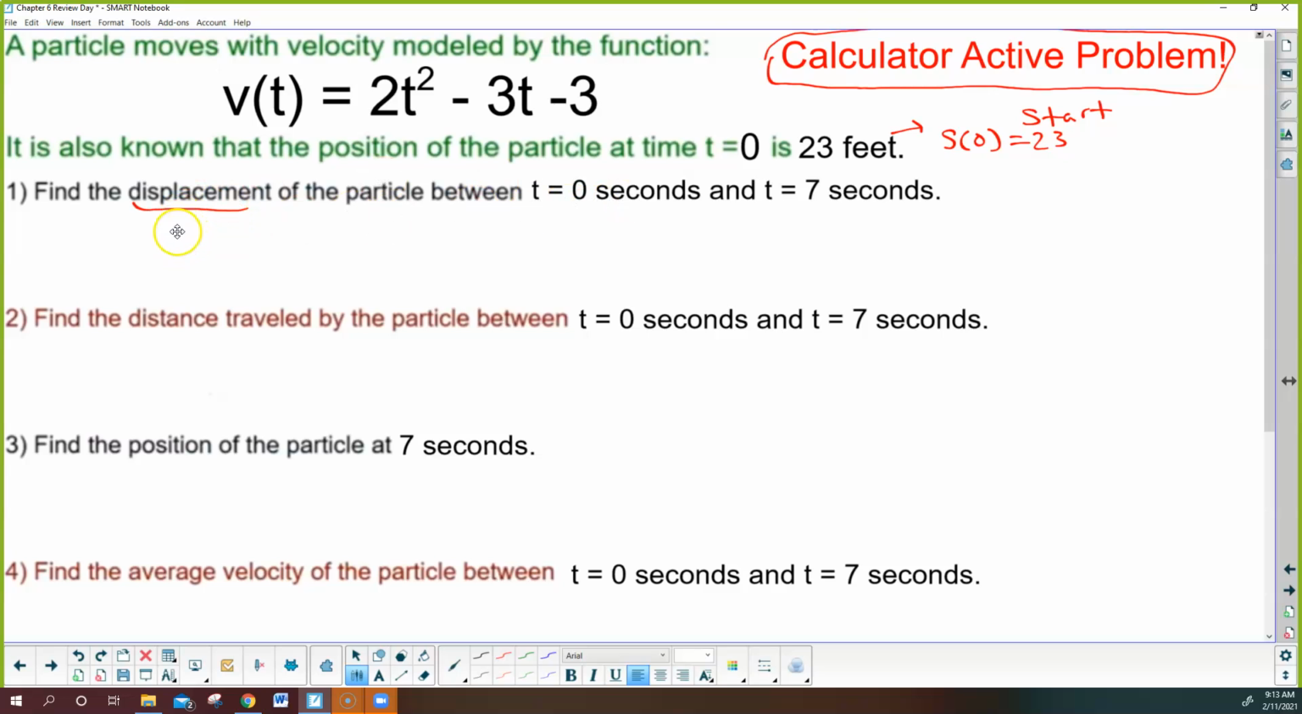Well, what do they mean by that? Displacement, and by the way, I'm going to go fairly fast, so you're not going to have time to write this down. But if this was a calculator problem, all you need to write is this. We know what v of t is, so you don't have to write it every time. But displacement is just how much space has gone between these. Yes, we could do this by hand, but I don't want to. I want to make sure you guys know how to do it in a calculator.